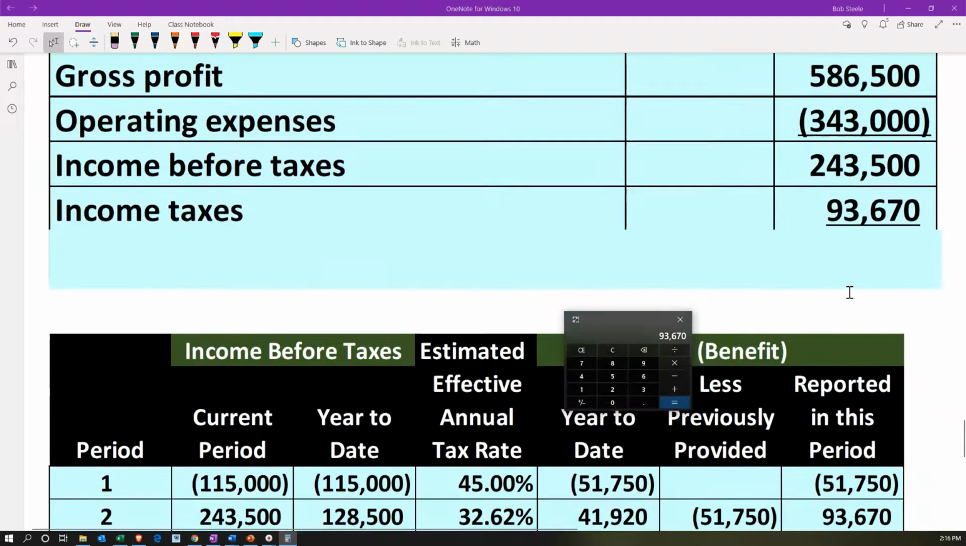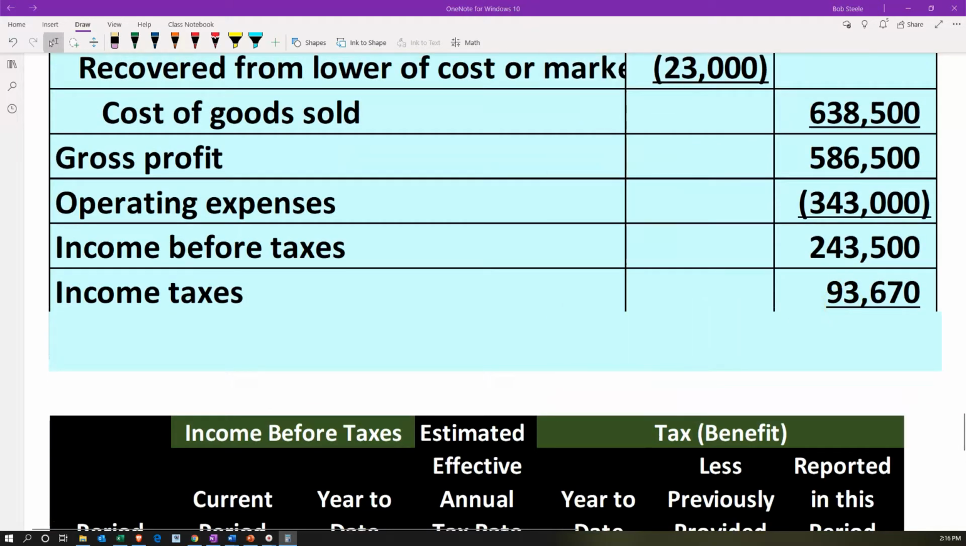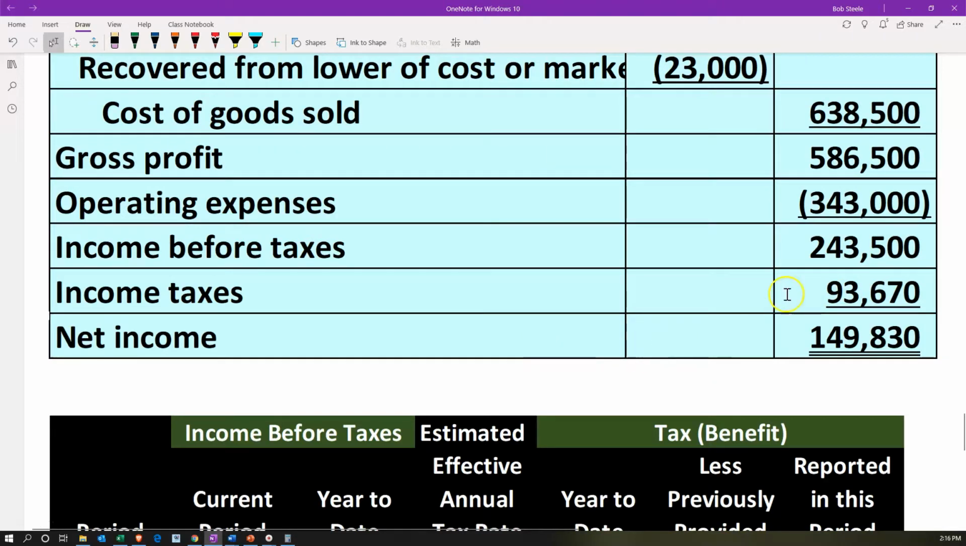So the current period 93,670 is going to go up top, and then our net income is going to be the 243,500 minus the 93,670 to get to that 149,830.